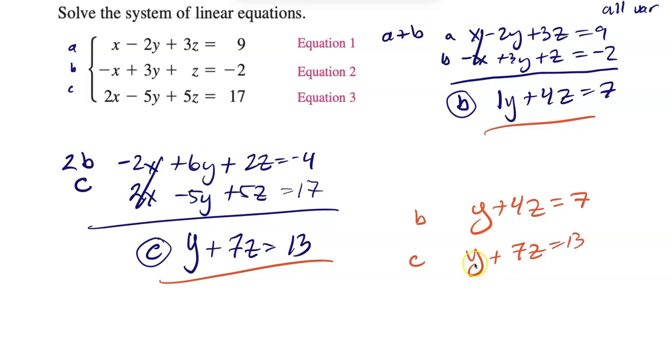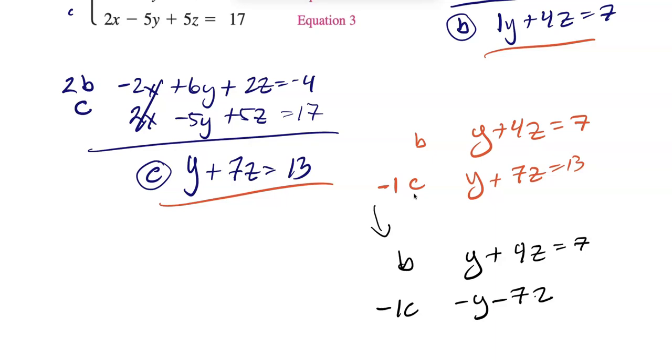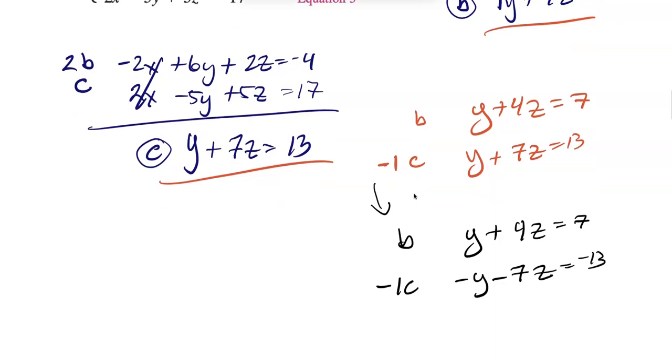Some people like to subtract. I hate subtracting. So I'm going to multiply the bottom row by negative 1, so the y's here will be different signs. Then I'm going to add them. So I'm going to do negative 1 times C, and add it to B. So let me write it right here so you can see it. B is just going to be y plus 4z equals 7. Then I'm going to multiply C by negative 1. I'm going to get negative y minus 7z equals negative 13.